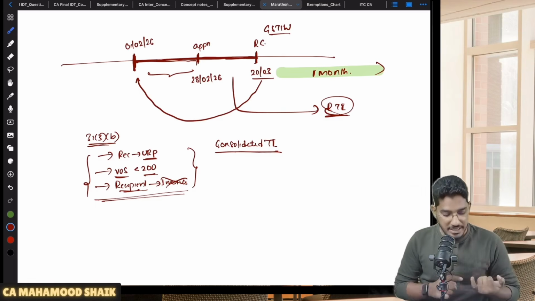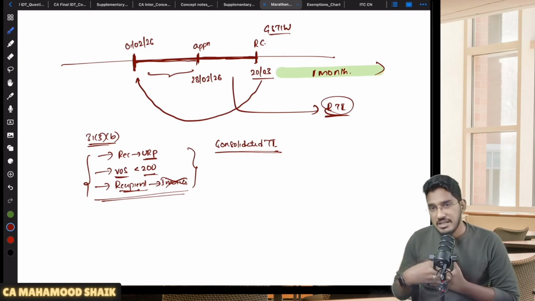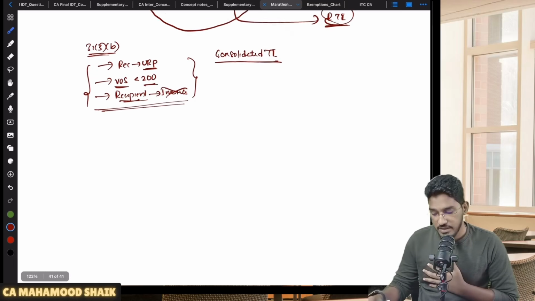So who will give a bill of supply? Either a composition dealer or a regular registered person, only whenever he is making an exempt supply. So either a composition dealer or a regular person making exempt supplies. On those supplies, since they can't collect the GST amount, in that circumstance they will give a bill of supply.